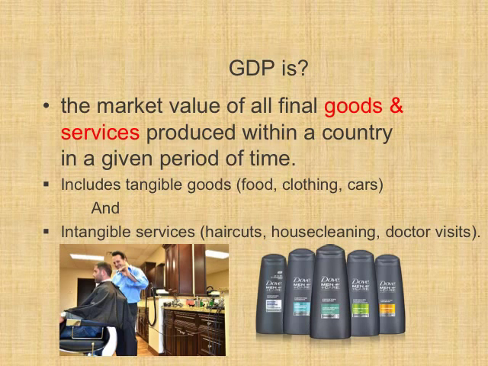GDP includes both tangible goods as well as intangible services. When you buy your favorite shampoo brand, you are buying a good, and the purchase price is part of GDP. When you go to the barber or a hairdresser, you are buying a service, and the price you pay is a part of GDP.